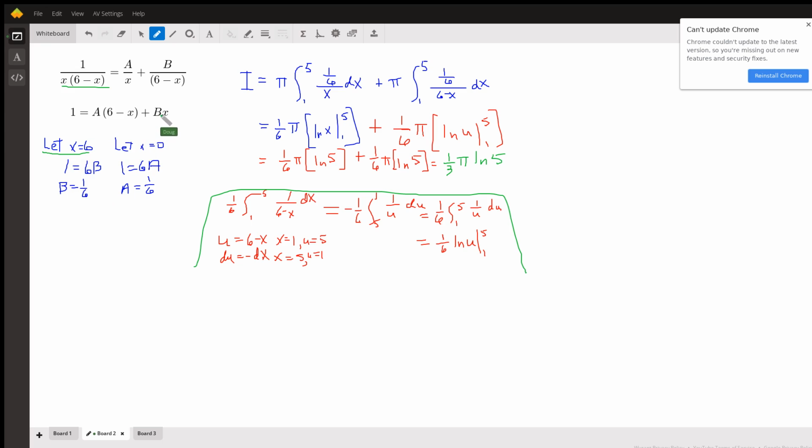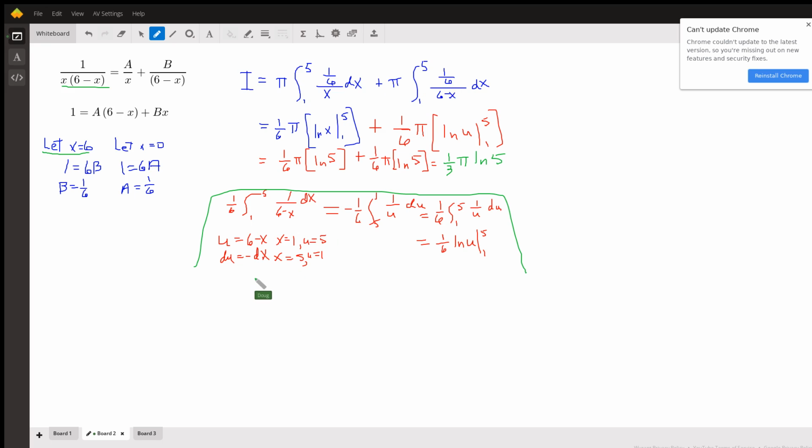And let x equal 0. The term containing the B disappears. And we get 1 equals 6A, A equals 1/6. So here's the integral that we're trying to evaluate: pi times the definite integral from 1 to 5 of A over x plus B over 6 minus x.